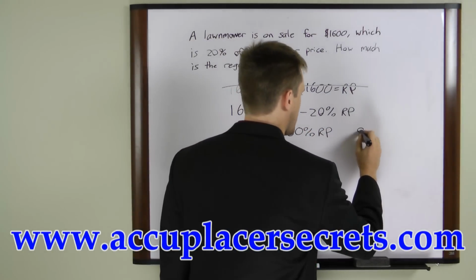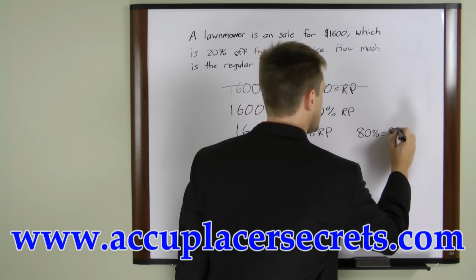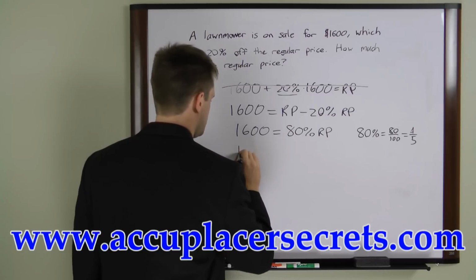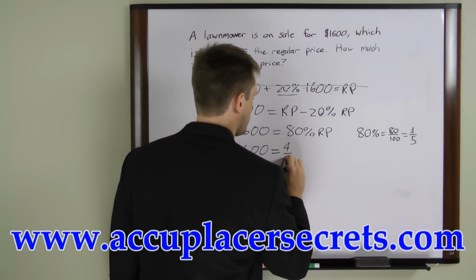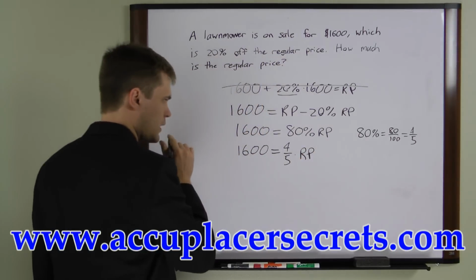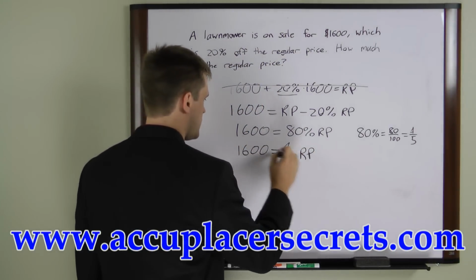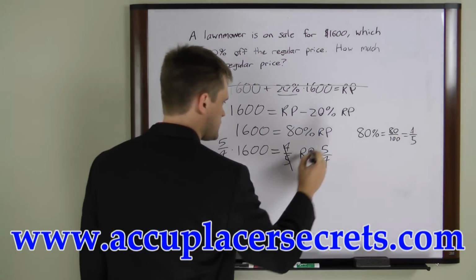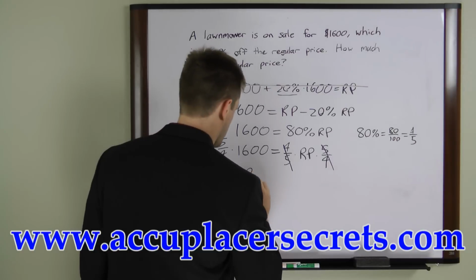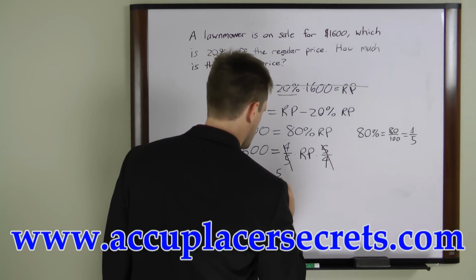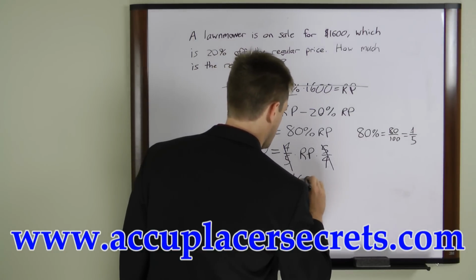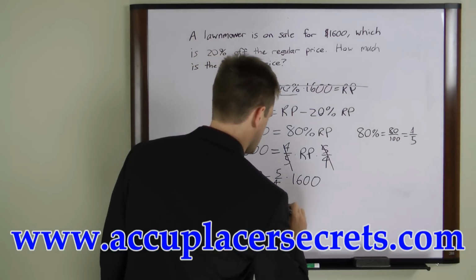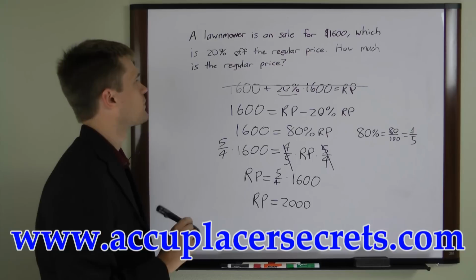Now 80% we can rewrite as a fraction. 80% equals 80 over 100, which is the same as 4 over 5. And then we'll plug this back into this equation. 1,600 equals 4 over 5 times the regular price. And now to solve this, all we have to do is multiply both sides by 5 over 4. And then these two cancel. And what we're left with is the regular price is 5 over 4 times 1,600. Now, multiplying this out, what we get is that the regular price is $2,000. So the regular price of the lawnmower is $2,000.